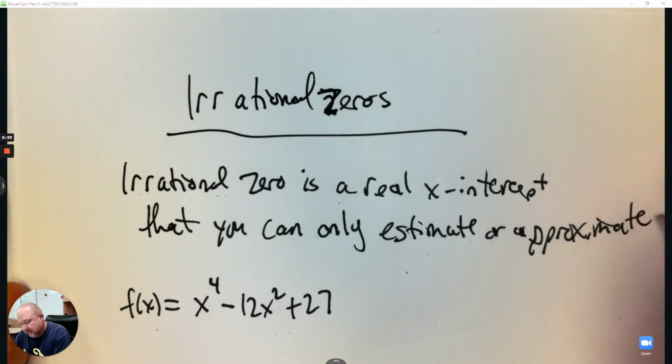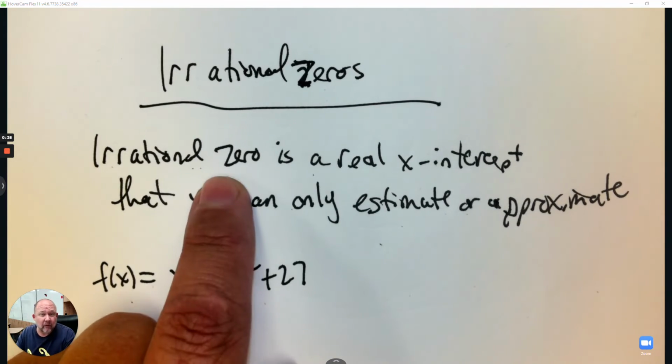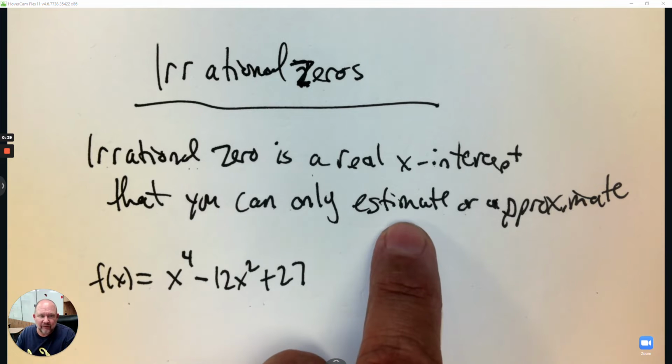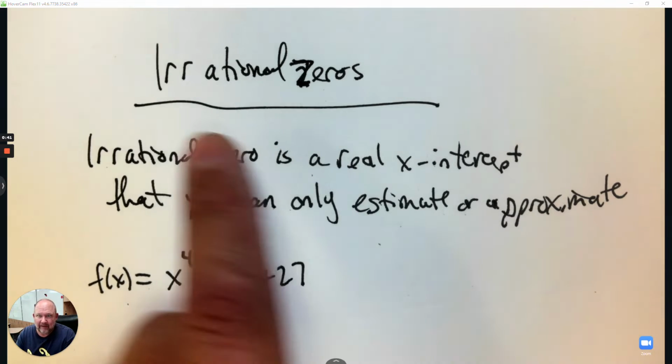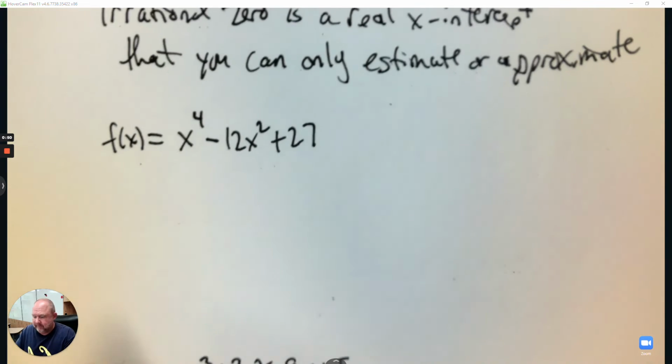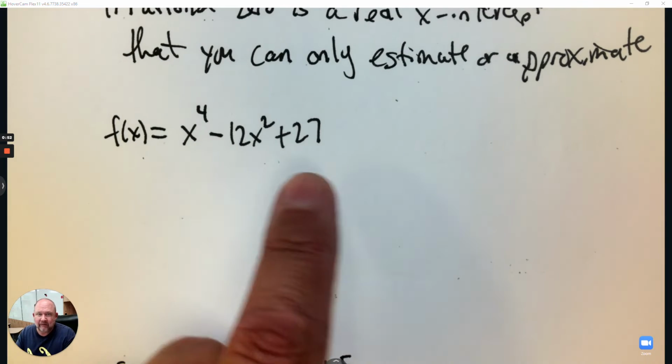See if I can write that out. So, an irrational zero is a real x-intercept. It's there on the graph. But you can only estimate it or approximate that irrational zero. So it's a number you don't know the exact value of, so you have to round and approximate it on a graph.